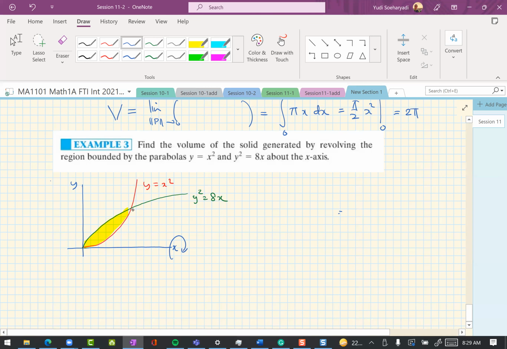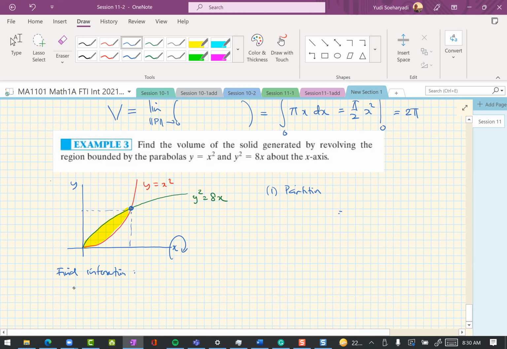Let's do this one here. Partitions. And we need to compute this point here. So compute the intersection, because this is 0, you know. Let's see how we compute that. y equals x squared and y squared is 8x. So y squared is x to the fourth. Find those intersections.